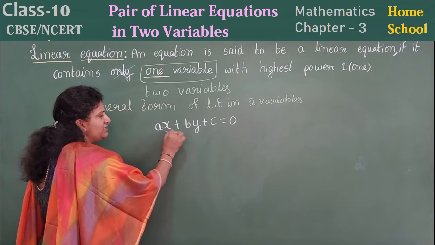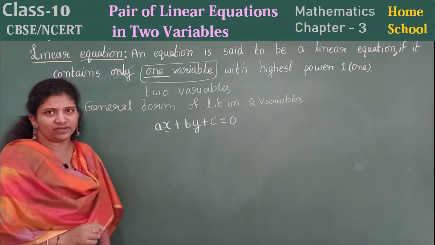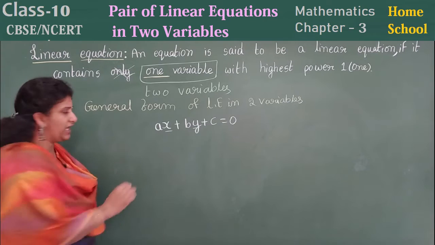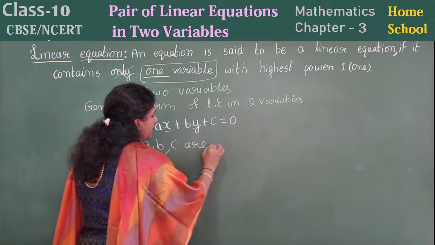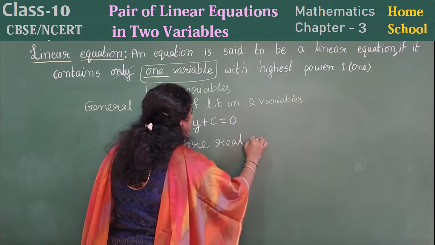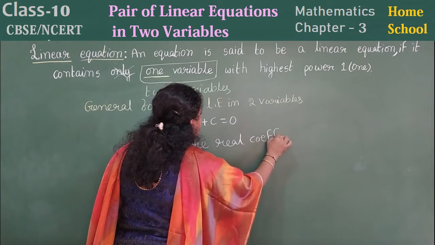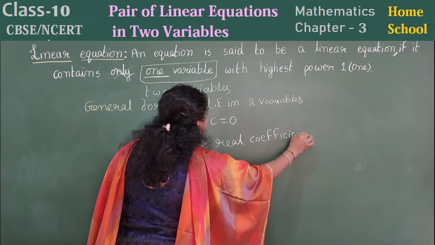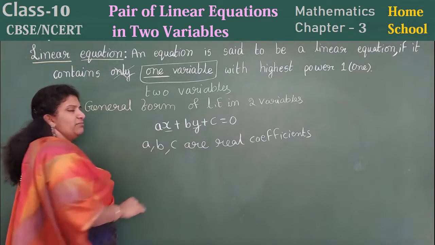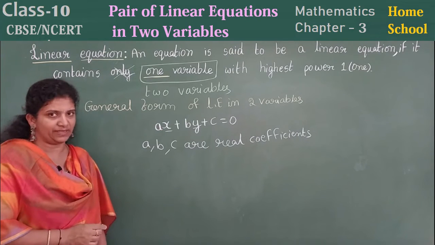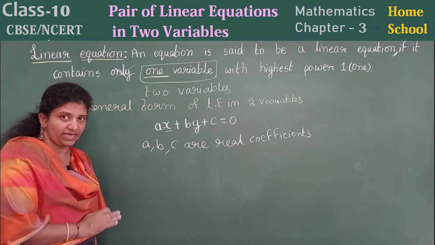What are the two variables? x and y are the two variables. Then what are a, b, c? a, b, c are real coefficients. We may say c is a constant, and a and b are the coefficients also. Okay, now observe carefully.